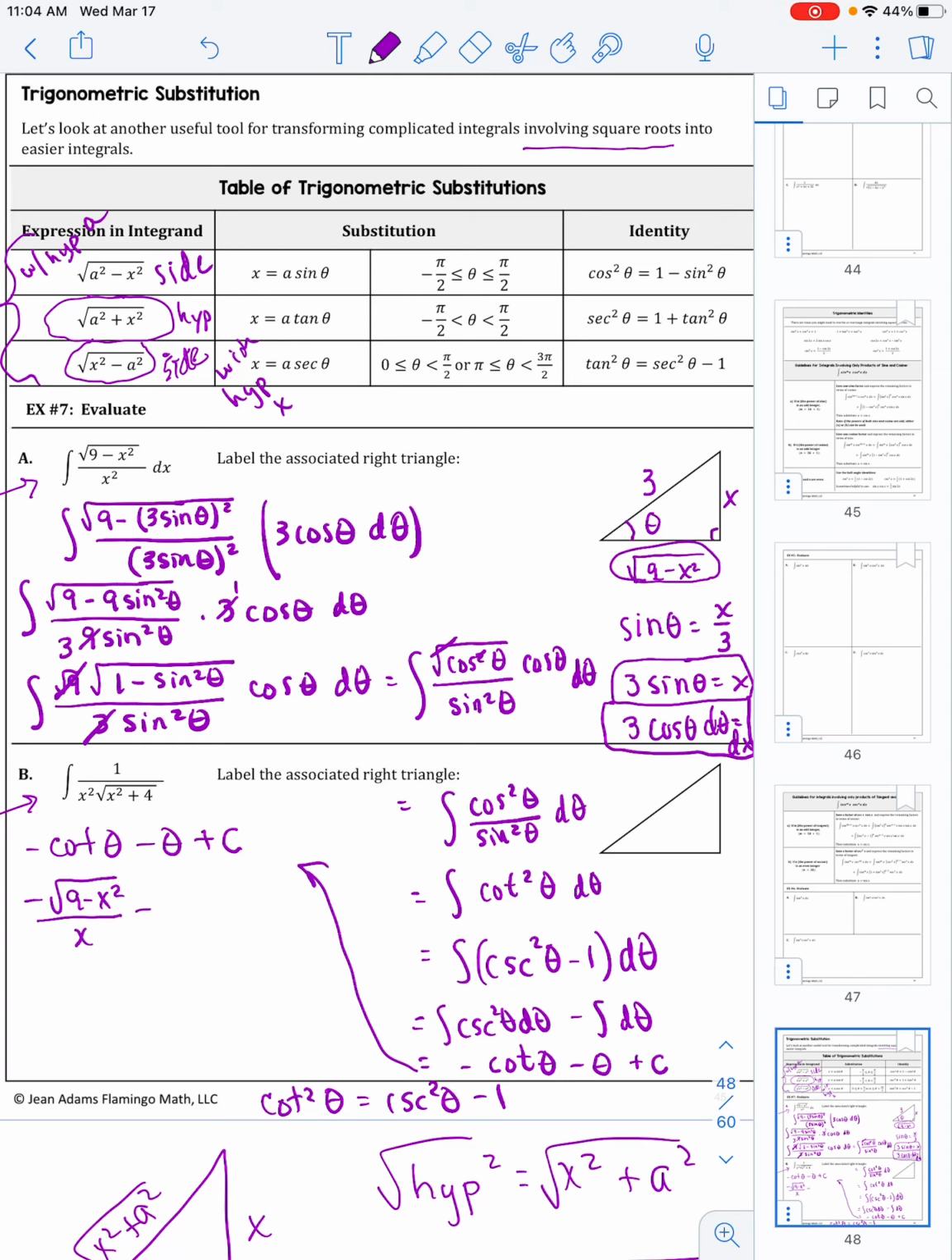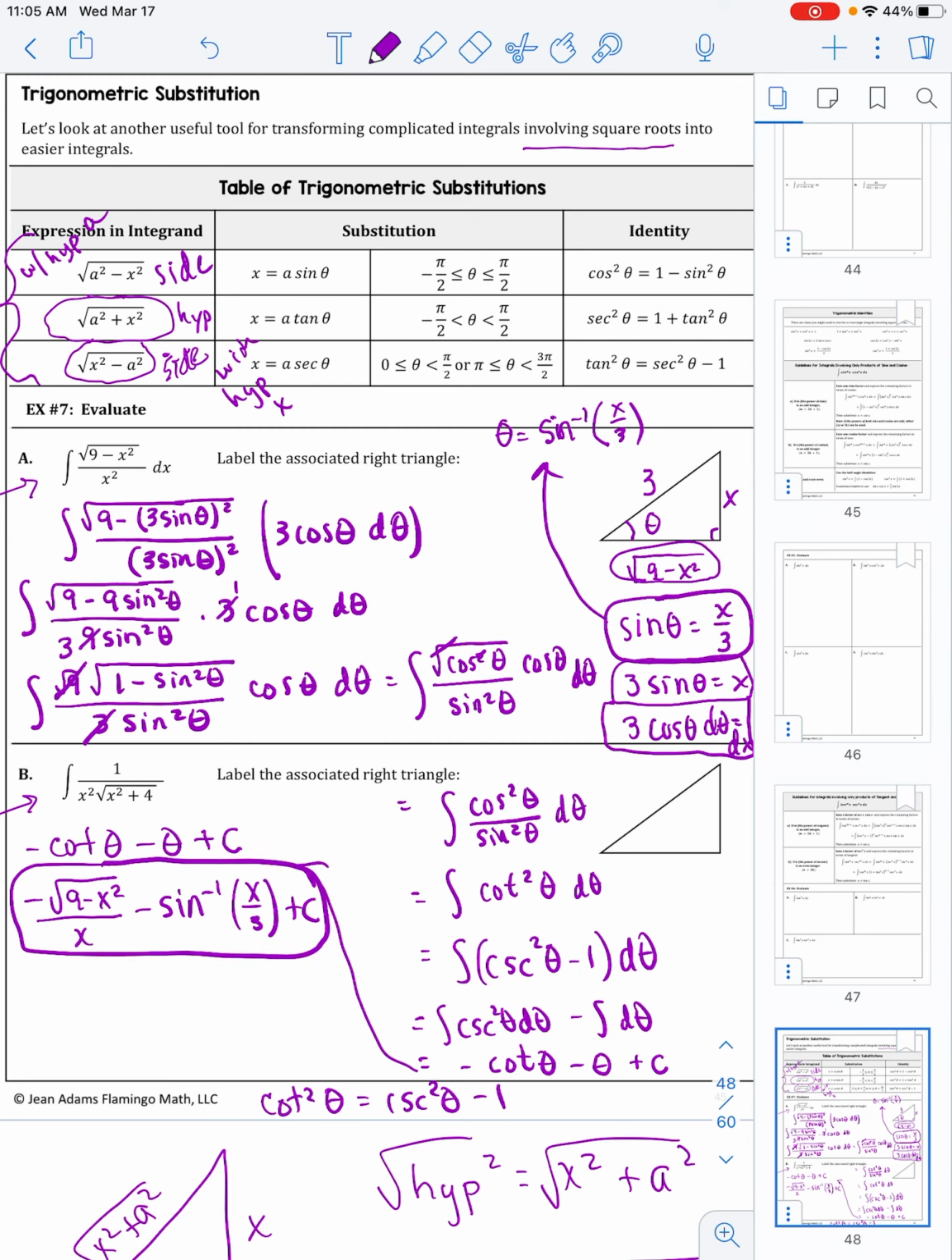now remember what my theta would be? It would be inverse sine of x over 3. Because if I had to solve this for theta, it would be inverse sine. So from here, I would get that theta is equal to, because that's my angle, the inverse sine of my ratio. And so minus inverse sine of x over 3 plus c. And that would be your answer for part A.